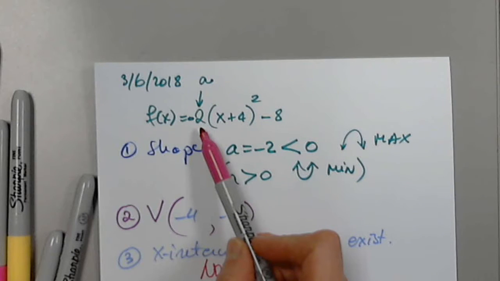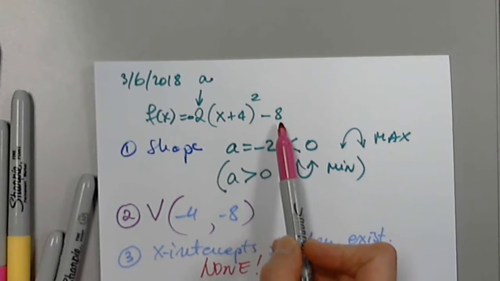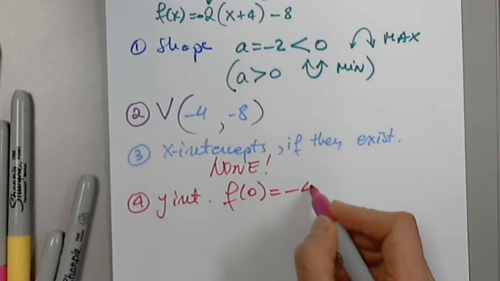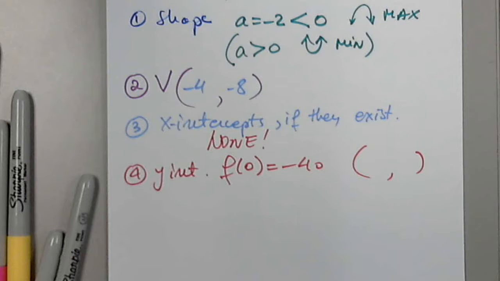Negative 32, and then minus 8, negative 40. So can anyone give us the ordered pair that represents the y-intercept? Very good.